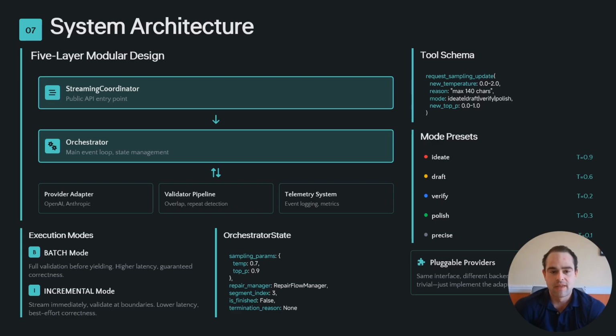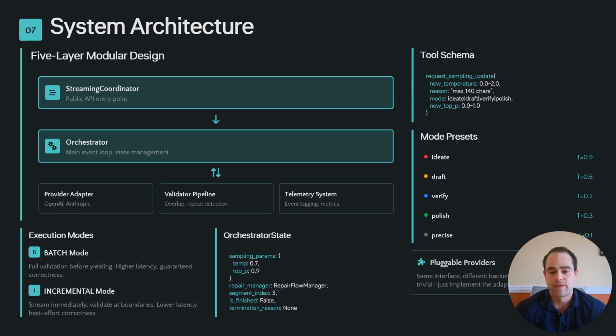So the system architecture looks like this: 5-layer modular design. The streaming coordinator is basically just like a proxy, like you, the user, are calling it like you would any other LLM. And then the orchestrator is the main event loop that handles all of the reconciling of the chunks of text, calling the LLM with the new temperatures once it returns, either omitting the tool calls if it's done too many temperature changes, or saying no, no, no if it did too many in a row, depending on the model. And then we have the provider adapter for OpenAI and Anthropic, so it works with both formats. And then the validator pipeline, which is sort of an abstraction from the orchestrator that works on the overlap and the repeat detection and tries to merge it.